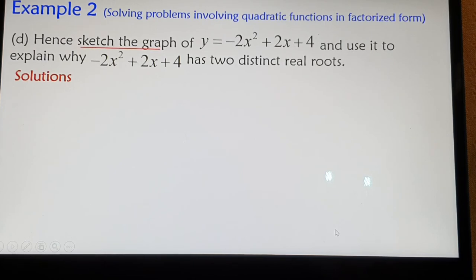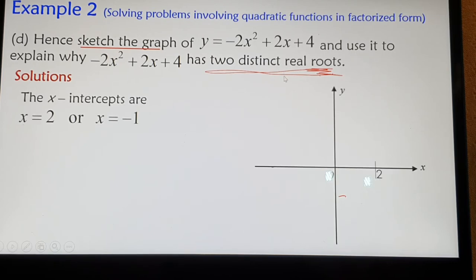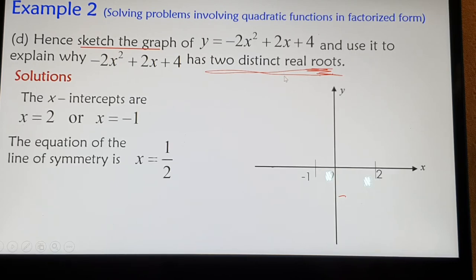Okay, hand sketch this and use it to explain why this one has two distinct real roots. Distinct means the answers, I mean the x values that they have, are different. Two distinct real roots means just now what I told you, no? Okay, you sketch the thing first. Can you see now?